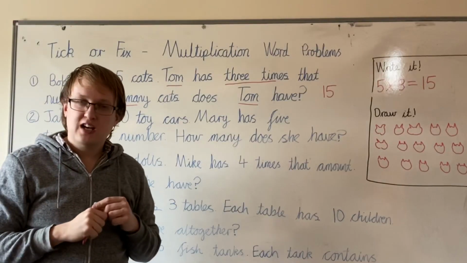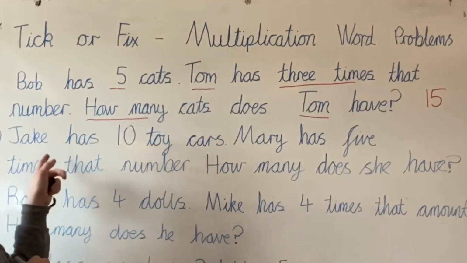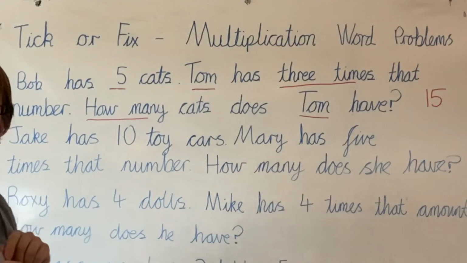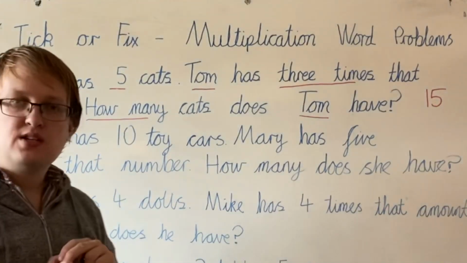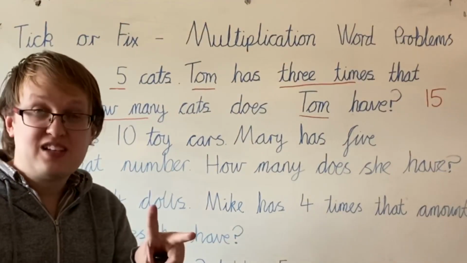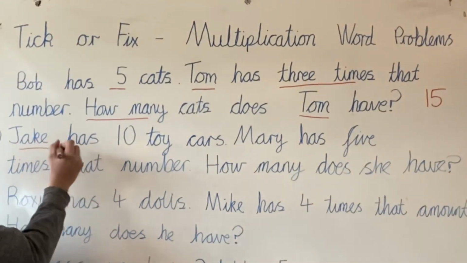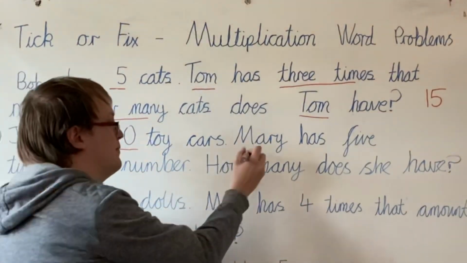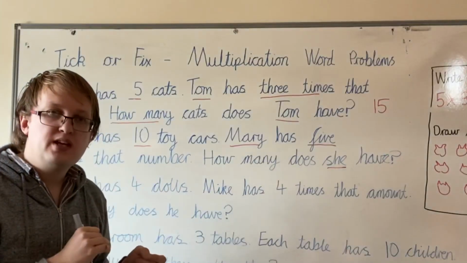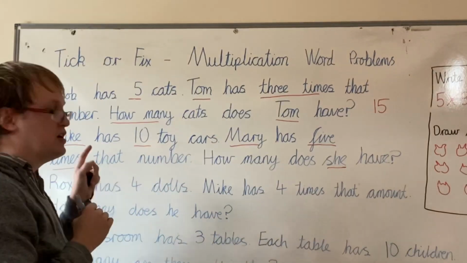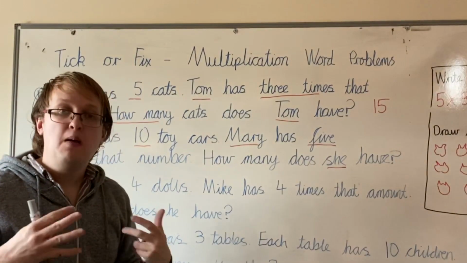Question 2 then. Read that question really carefully. Jake has 10 toy cars. Mary has 5 times that number. How many does she have? Step 2. Extract the information that we need to solve the problem. Now she must be Mary, because Jake would be he. So she must be Mary, so we need to know how many Mary has.